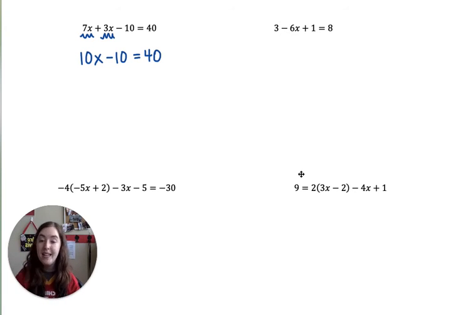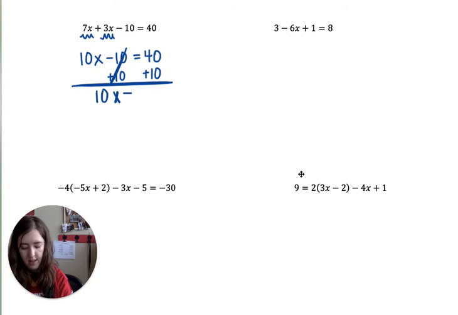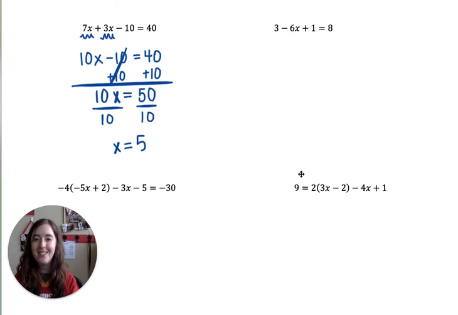Now to get 10x by itself, I want to move that 10 to the other side of the equal sign. So since I'm moving something to the other side of the equal sign, now I'm going to use inverse operations. So I want to add 10 to both sides. These 10's will add to 0, so we're just left with 10x equals, and then 40 plus 10 is 50. Now we'll need to divide by 10 on both sides since 10 and x are being multiplied. And we'll get that x equals 5. Go ahead and try the next one.